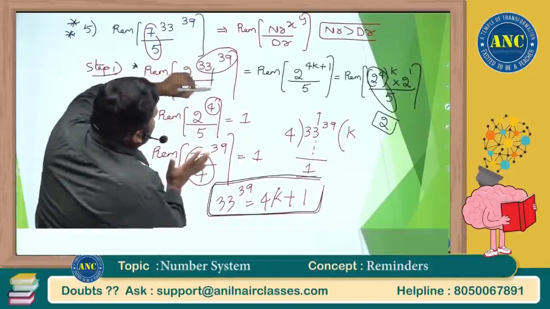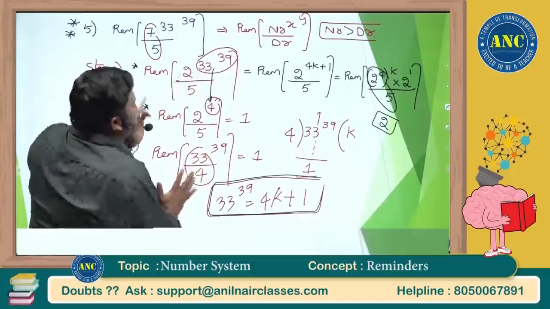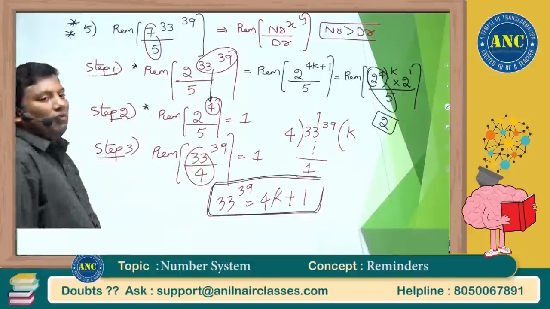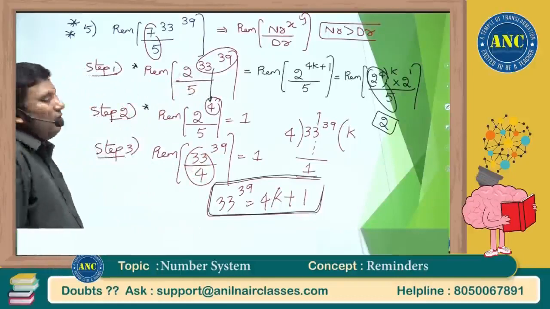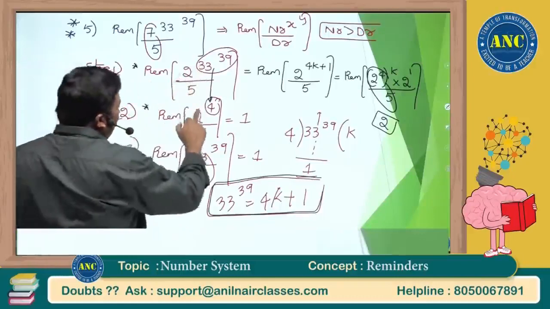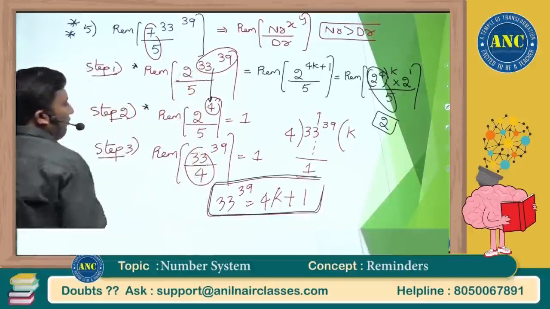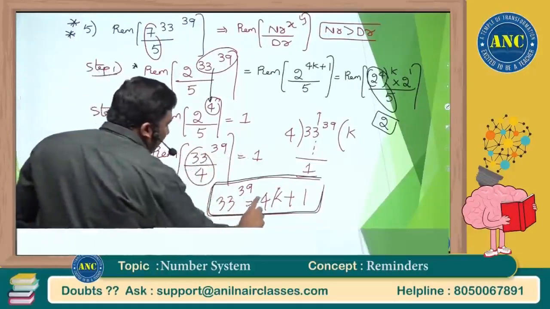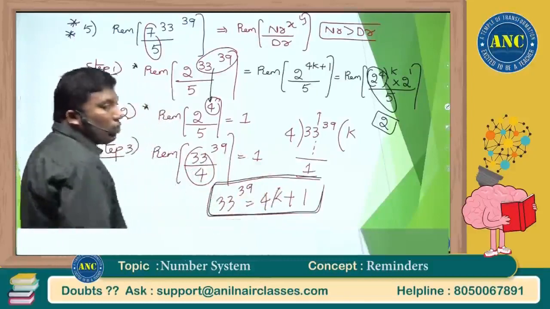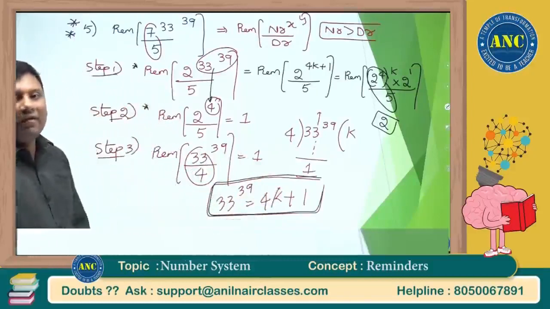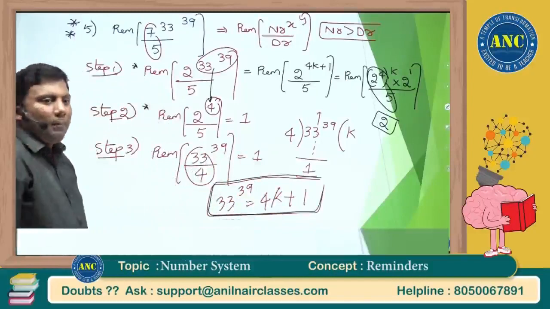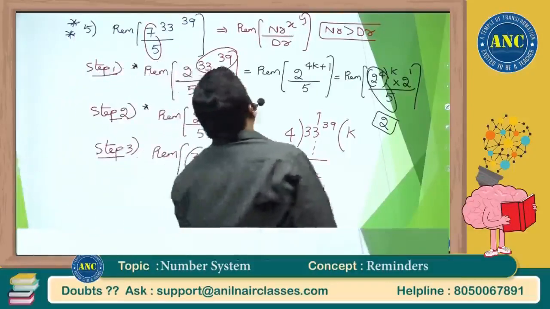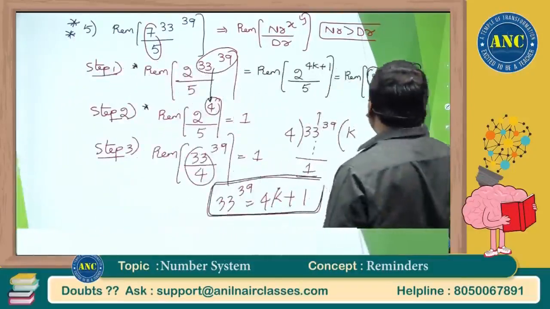Take the power which is required and divide by the power for which you got 1: 33 power 39 divided by 4. 4 8s are 32, remainder 1. Dividend equals divisor into quotient plus remainder. I hope the fifth question is clear.